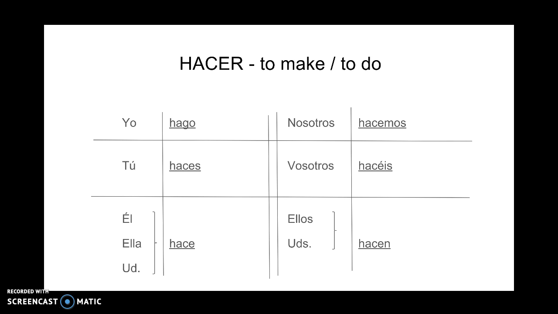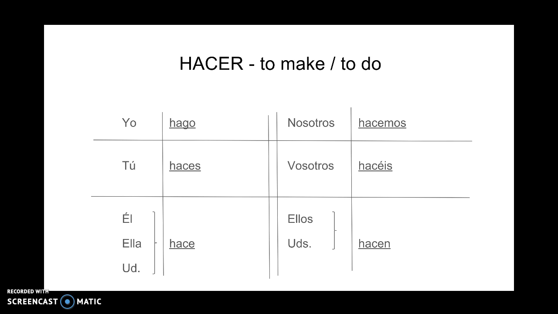The verb hacer can have 2 possible meanings. It can be used to mean to make or to do. Once again, the only irregular form is the yo form. I make or I do is yo hago. You make or you do is tú haces. He or she makes or does, or you make or you do, formal, is hace.